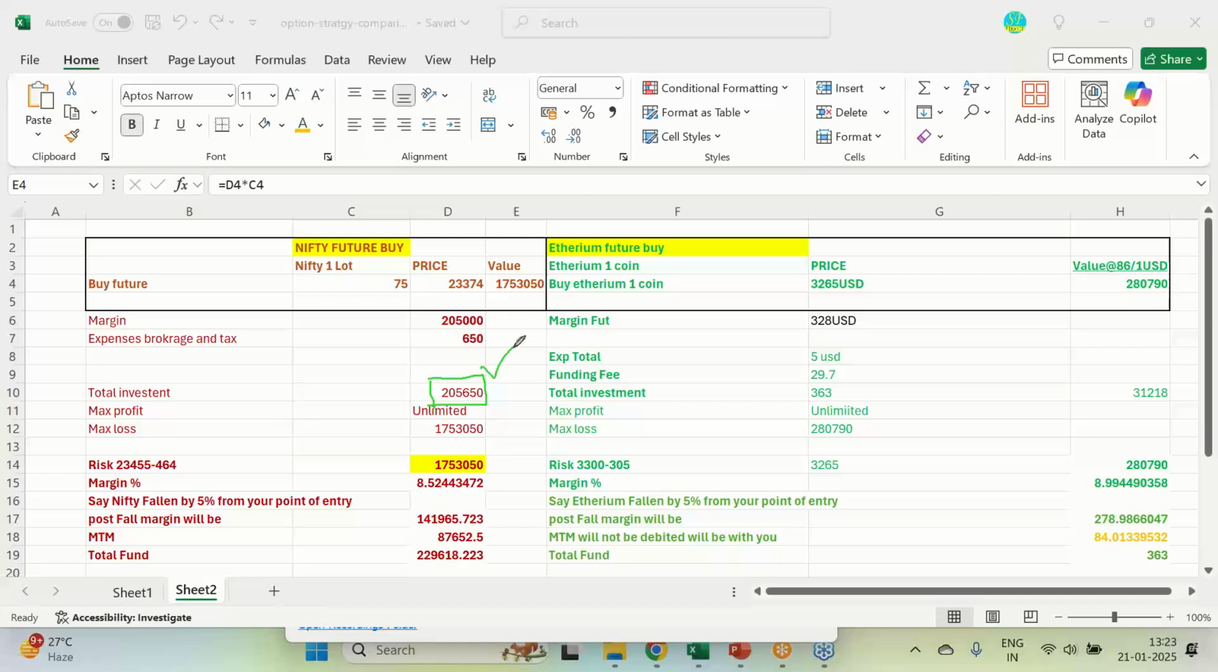Because this 2,05,000 is dynamic. It will go on changing, and you have no control over that. Today it is 2,05,000. Tomorrow it may be 2,14,000. The day after tomorrow it may be 1,90,000. So you have zero control over that.